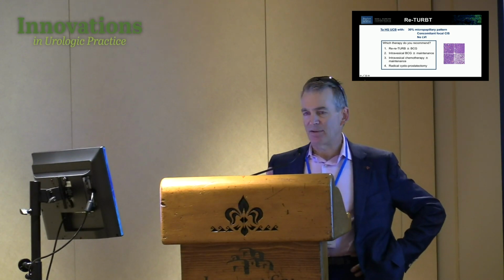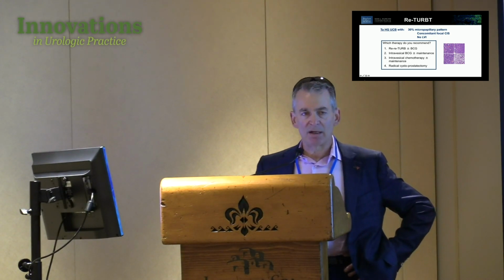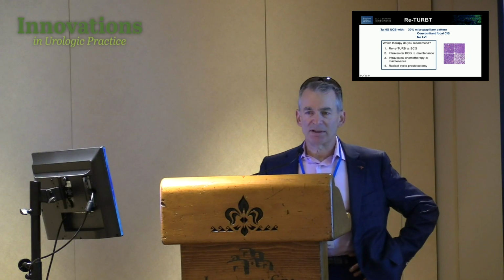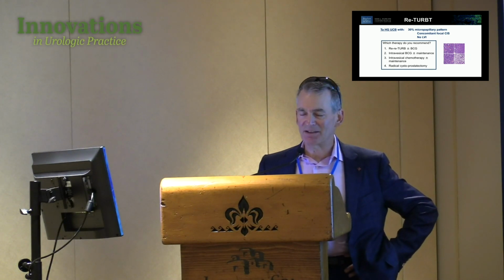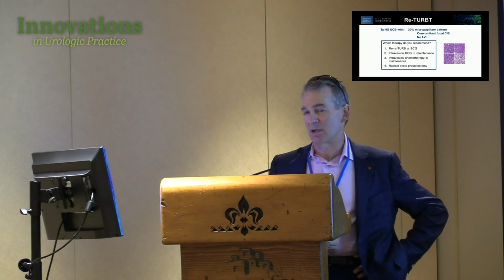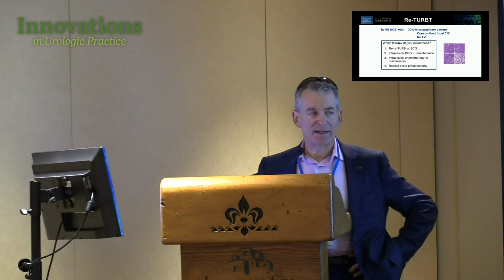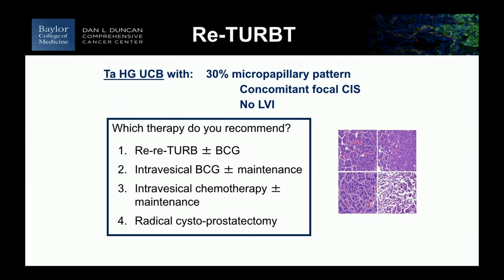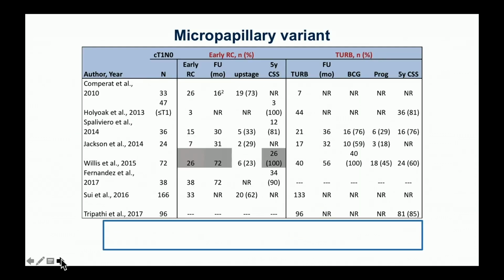And I think that if you go down a path of Re-TUR, it's sort of like, don't order a test unless you know what you're going to do with the information. Now, you could argue that if it had been T1, probably ought to go ahead and have a cystectomy. But TA, I think that you could give a run at BCG.